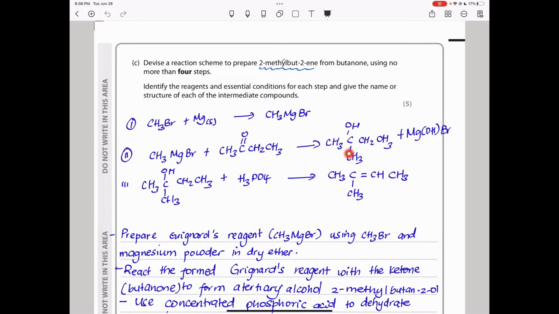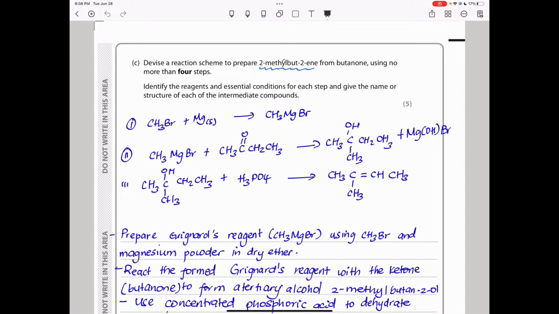This alcohol here is a tertiary alcohol. When you produce this tertiary alcohol, later on we could dehydrate it, take away water. So in the next step we use phosphoric acid to dehydrate the tertiary alcohol, meaning we are taking away a water molecule, and then we produce our alkene we were looking for.